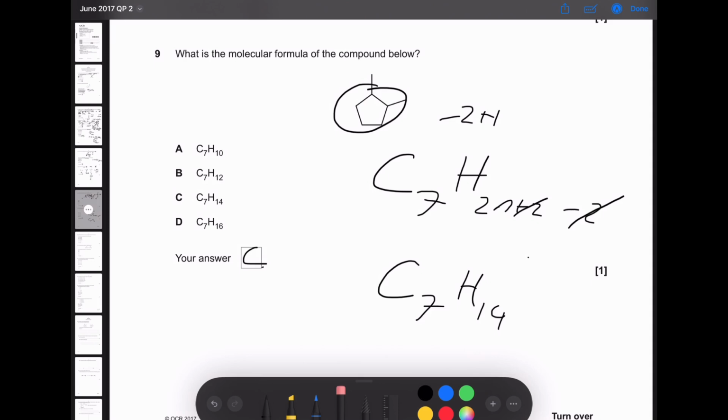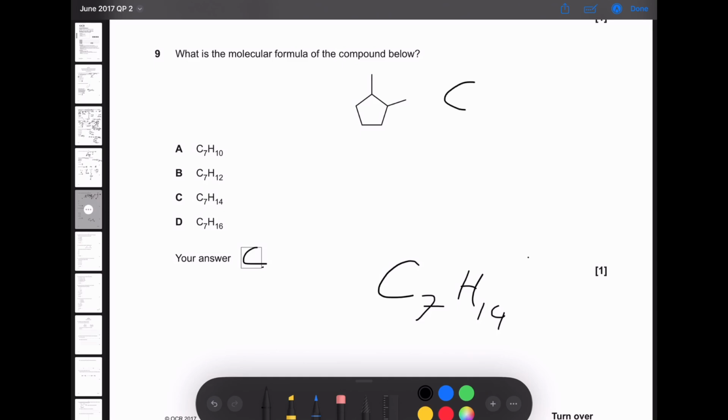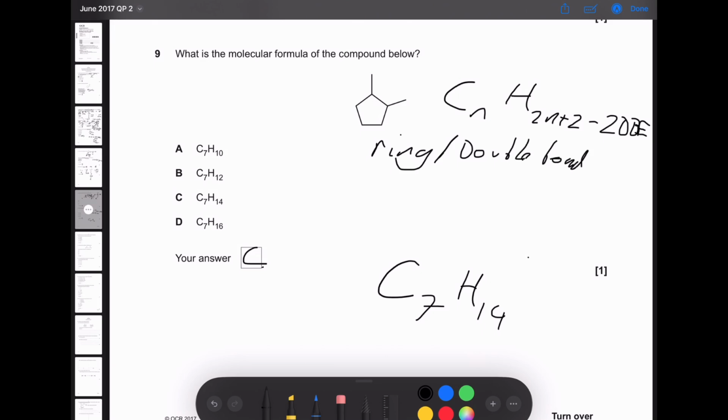C7H14. And this is something called DBE, and the equation to use DBE is CnH2n plus 2 minus 2 DBE. And what DBE means is double bond equivalent. So a ring or a double bond has a DBE value of 1, and a triple bond has a DBE value of 2.